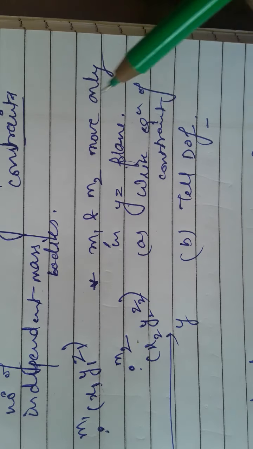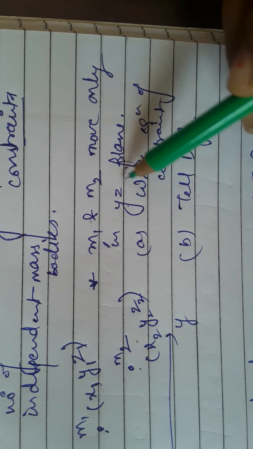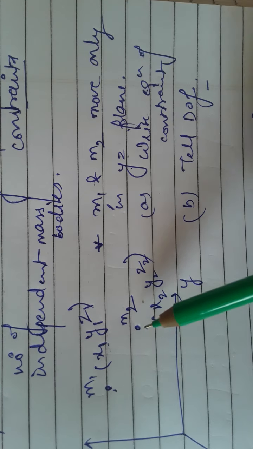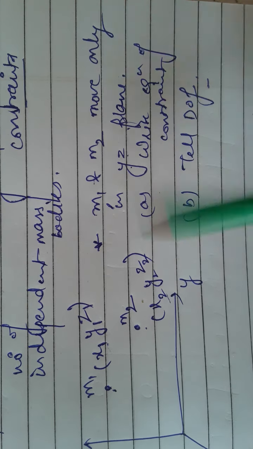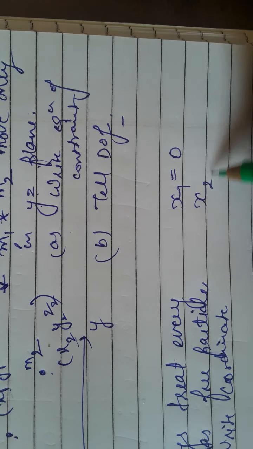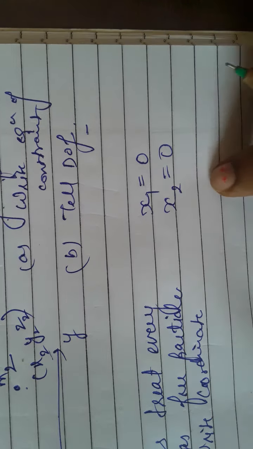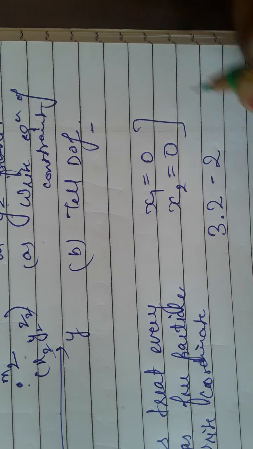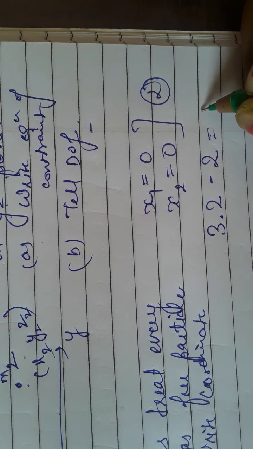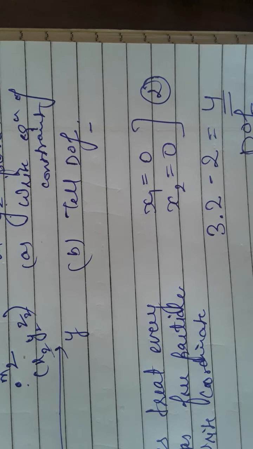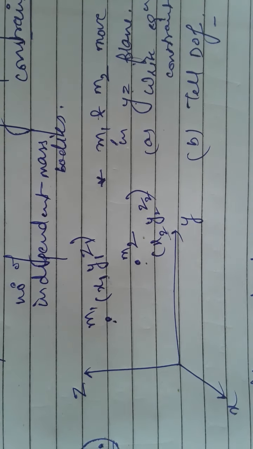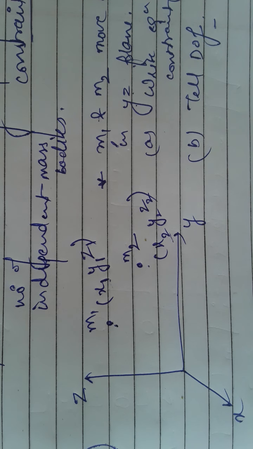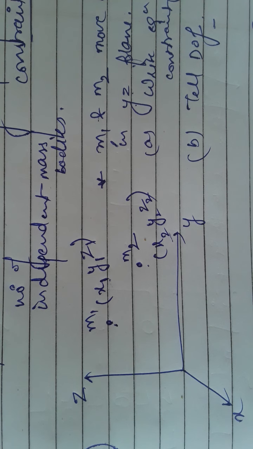From here you infer that m2 also can move in the yz plane. If the m2 particle can move in yz, then x2 will also be 0. So x2 will also be 0. These are your equations of constraint. And how many particles do you have? 3 times 2 minus 2 equations of constraint is equal to 4. So 4 is the degree of freedom for this system. Always write different coordinates for all masses, and then one by one impose the conditions on your system.